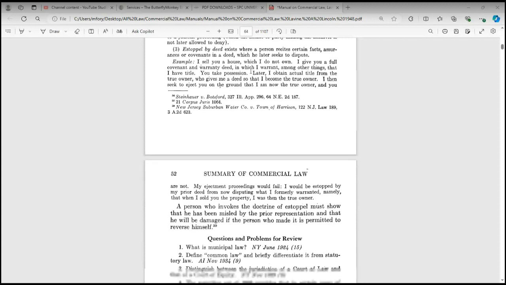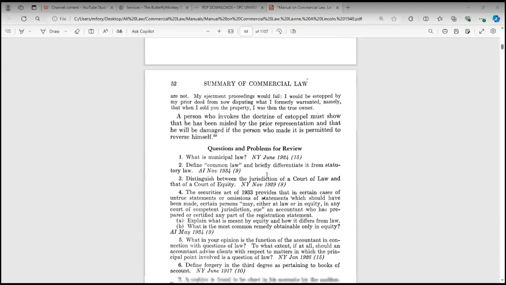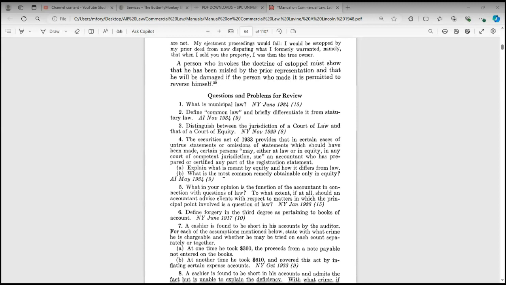A person who invokes the doctrine of estoppel must show that he has been misled by the prior representation and that he will be damaged if the person who made it is permitted to reverse himself. And here, this end of it is questions and problems for review. What is municipal law? Define common law. Distinguish between jurisdiction of the court of law and the court of equity. And these are things that you should know.